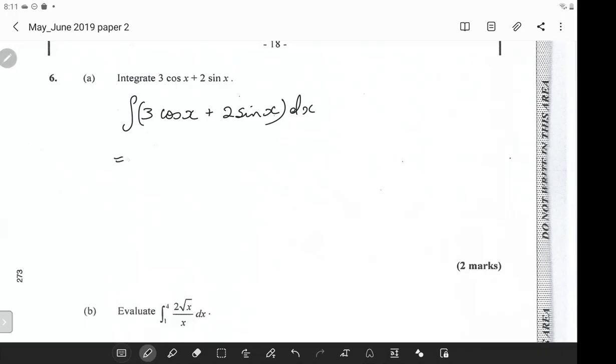So integrating that, we get 3 sine x, because the integral of cosine is sine, and 3 is just a constant multiple. We can pull that out of the integral. And the integral of sine x is minus cosine x. So we have minus 2 cosine x. Right, and that's it. But we have to remember to put our constant of integration. So we have plus c.